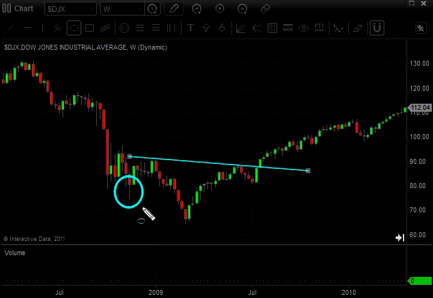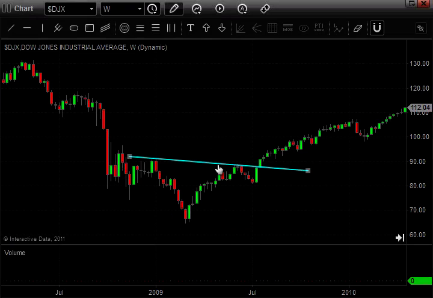So again, we have the left shoulder here, the head here, the right shoulder here, and this trend line marks the neckline where the neckline was broken and the trend continued up. Let's take a look at another chart.